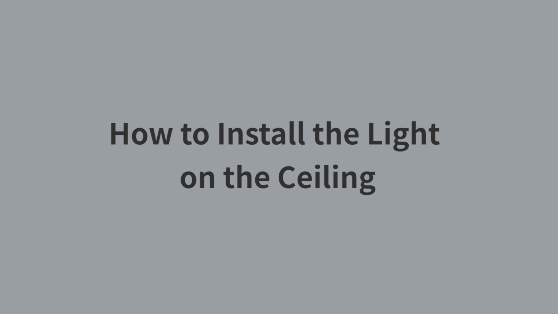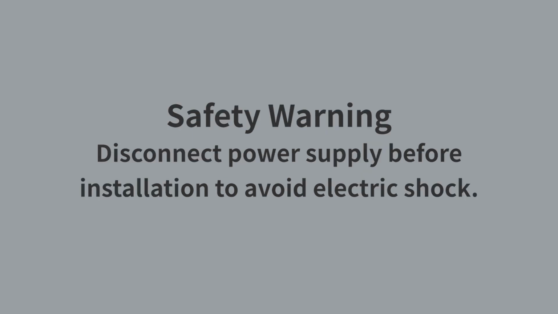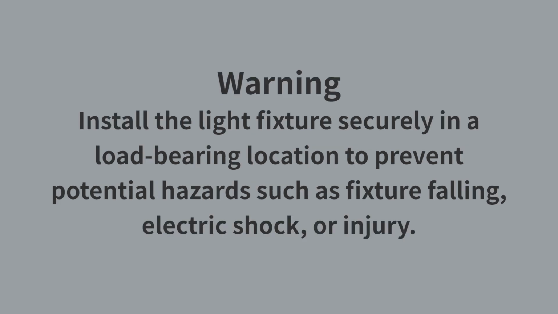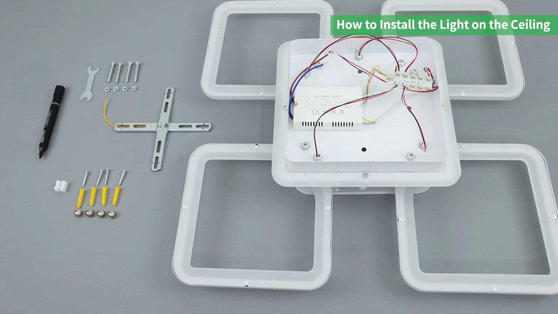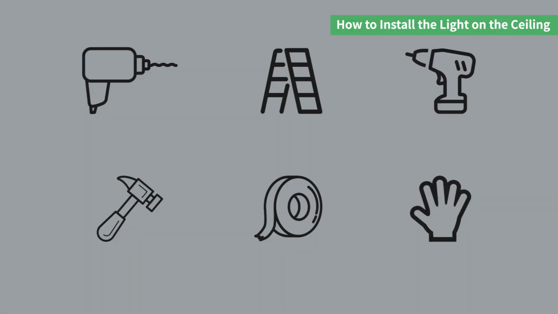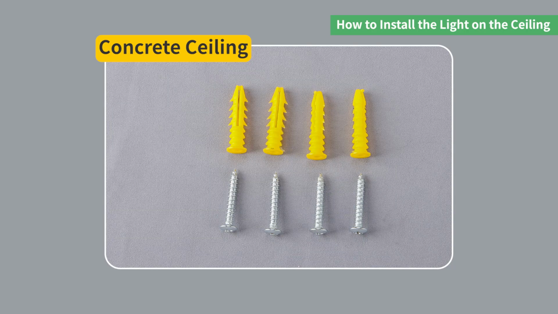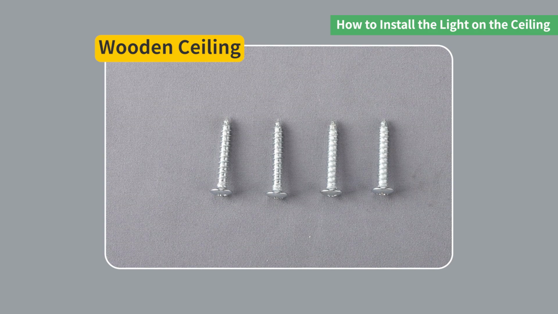How to install the light on the ceiling. Safety warning: disconnect power supply before installation to avoid electric shock. Warning: install the light fixture securely in a load-bearing location to prevent potential hazards such as fixture falling, electric shock, or injury. Here are the required parts and components. You will also need to prepare some auxiliary tools: drill, ladder, electric screwdriver, hammer, insulated gloves, insulation tape. For concrete ceilings, please use plastic expansion bolts and pointed screws. For wooden ceilings, only screws are needed.